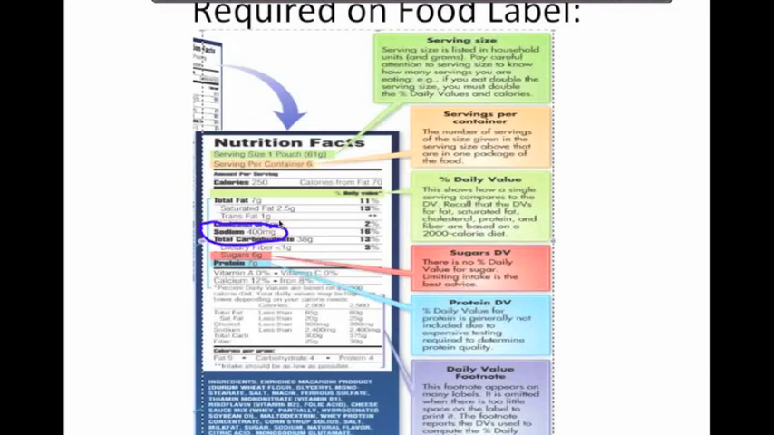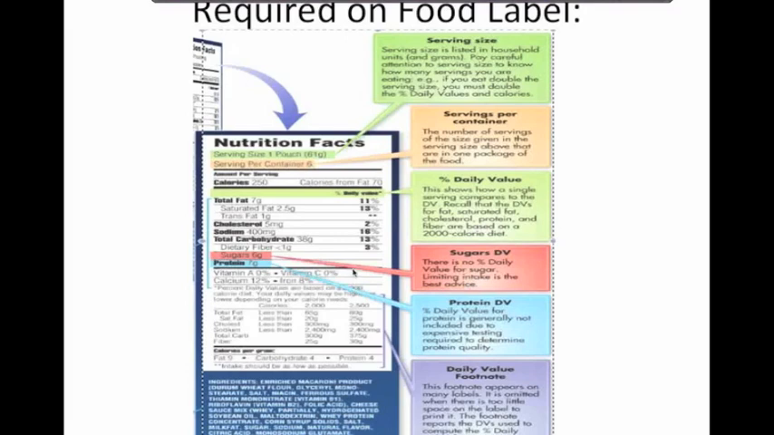And then you'll see total carbohydrate, and that will also be broken down into fiber and sugar, so you can see how much of that carb is coming from those specific types of carb. You'll also see protein, and that's not ever broken down into anything further than just protein.